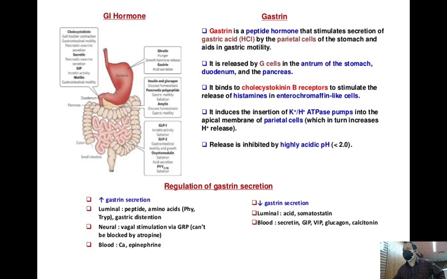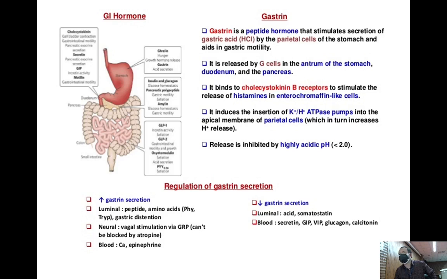Anyway, this hormone is released by G cells, and G cells are present in the pyloric antrum of the stomach. They are also found in the duodenum and the pancreas. G cells secrete gastrin, and there is a receptor we call the cholecystokinin B receptor. Gastrin from the G cell binds to it to stimulate the release of histamine, and histamine is secreted by the enterochromaffin-like cells.